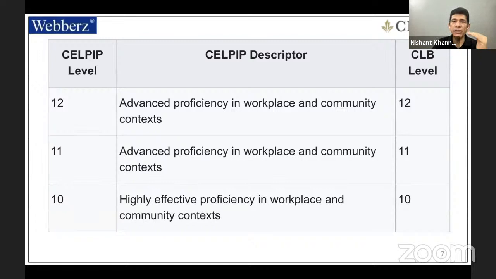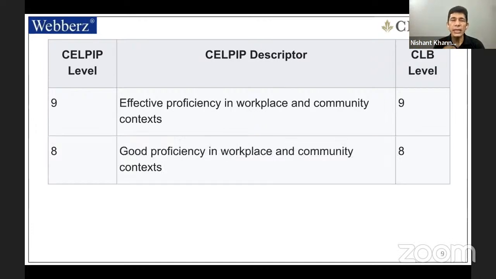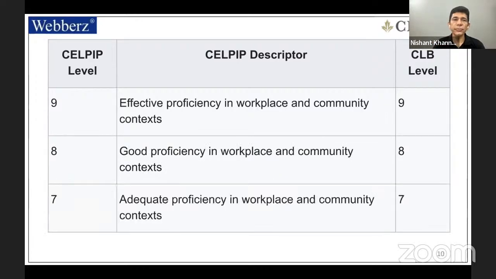It is highly effective proficiency in workplace and community context. Then what does 9 mean? 9 means effective proficiency in workplace and community context. This is the level which is required by the maximum number of people. CLB 9. But again, the higher the better. The higher you get, the more marks you get. 8 is good proficiency in workplace and community context. 7, adequate proficiency in workplace and community context.